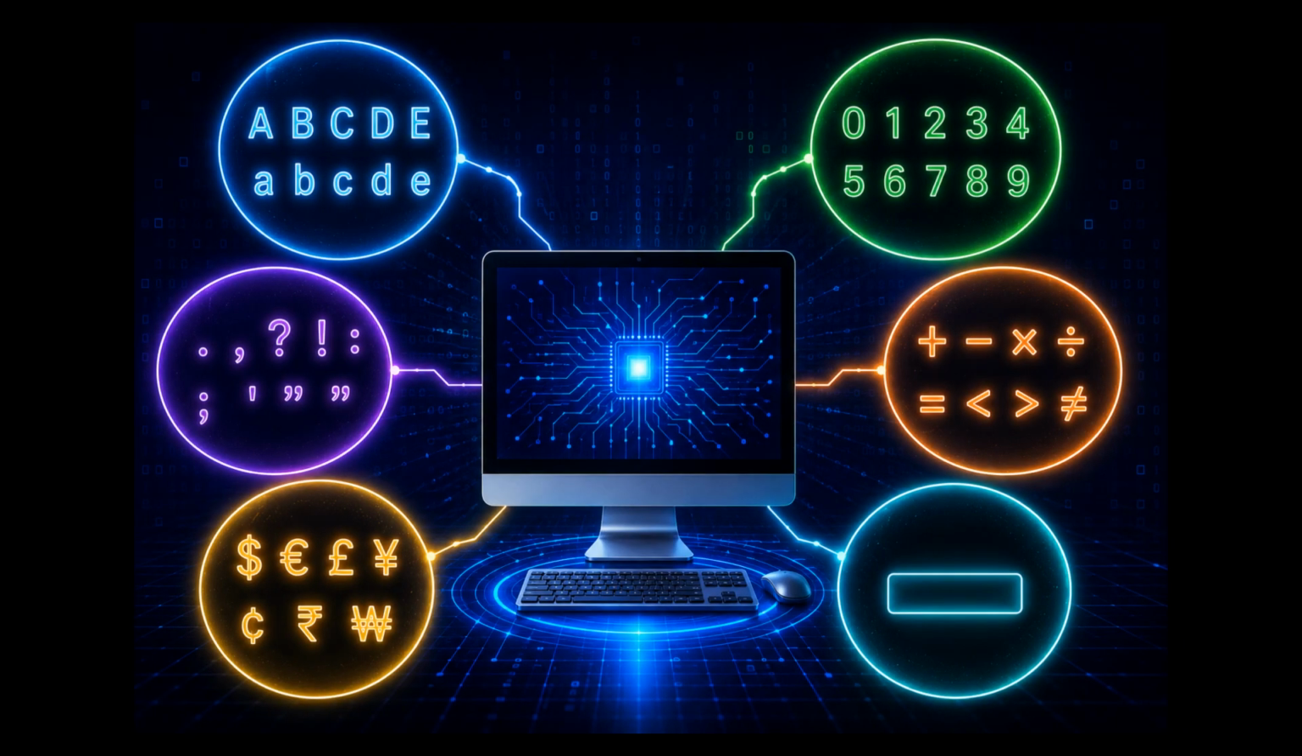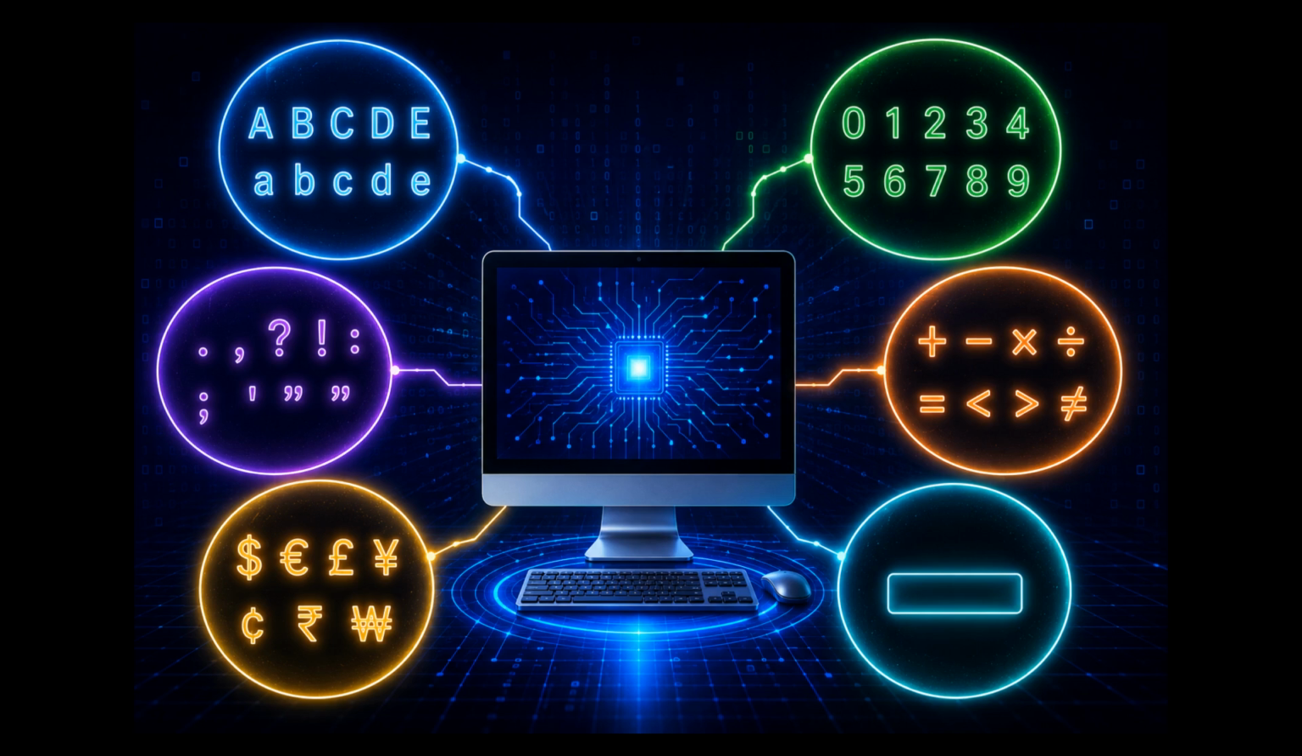Computers can recognize many different types of characters. These include uppercase and lowercase letters, digits, punctuation marks, mathematical symbols, currency symbols, and even spaces. Although these characters look different, the computer treats each one as a unique character.